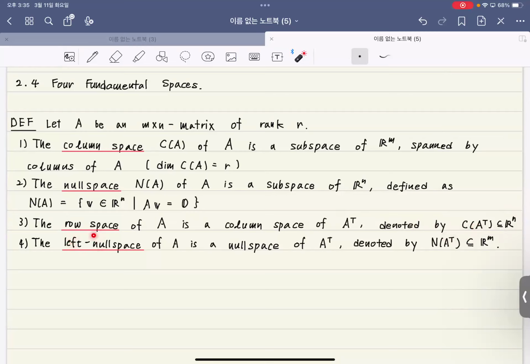And the last thing is the left null space. The left null space of A is the null space of A transpose. Since this is the null space of A transpose, it is very natural to denote it by N(A^T). Clearly, this is a subspace of R^m.